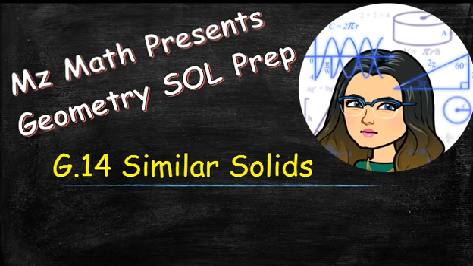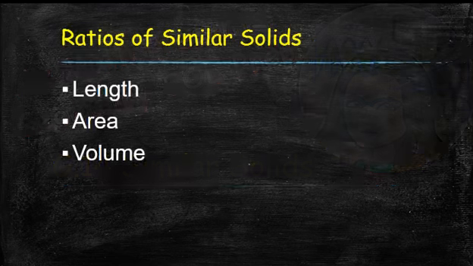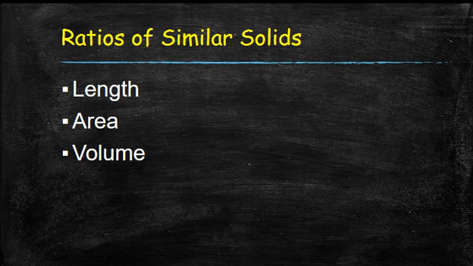G14 Similar Solids. First of all, we're going to start talking about our ratios of similar solids. If we have our length ratio, we would express that as x to y. For area, we square those numbers, so it becomes x squared to y squared. And volume, we cube it, x cubed to y cubed.